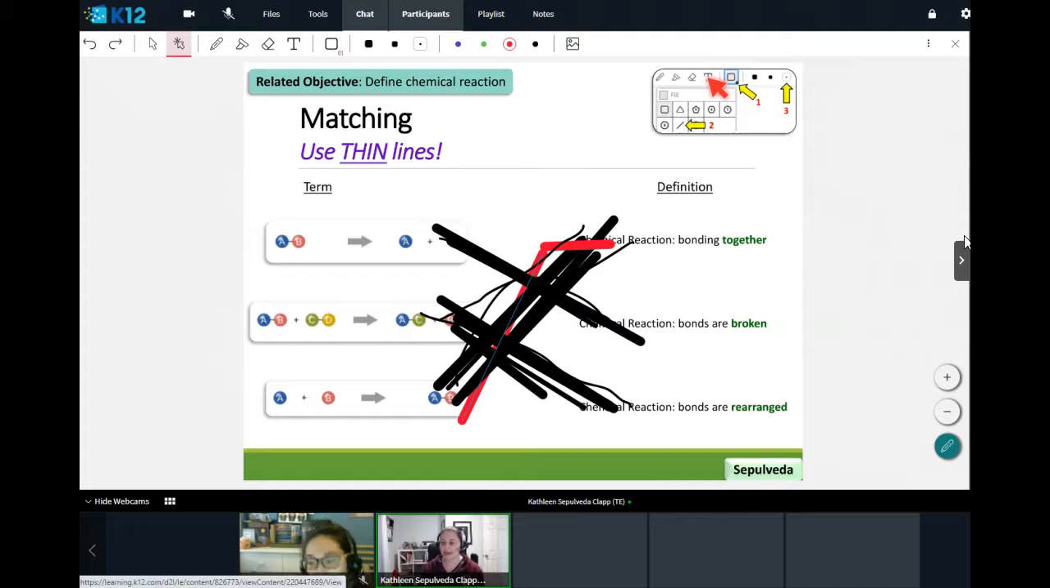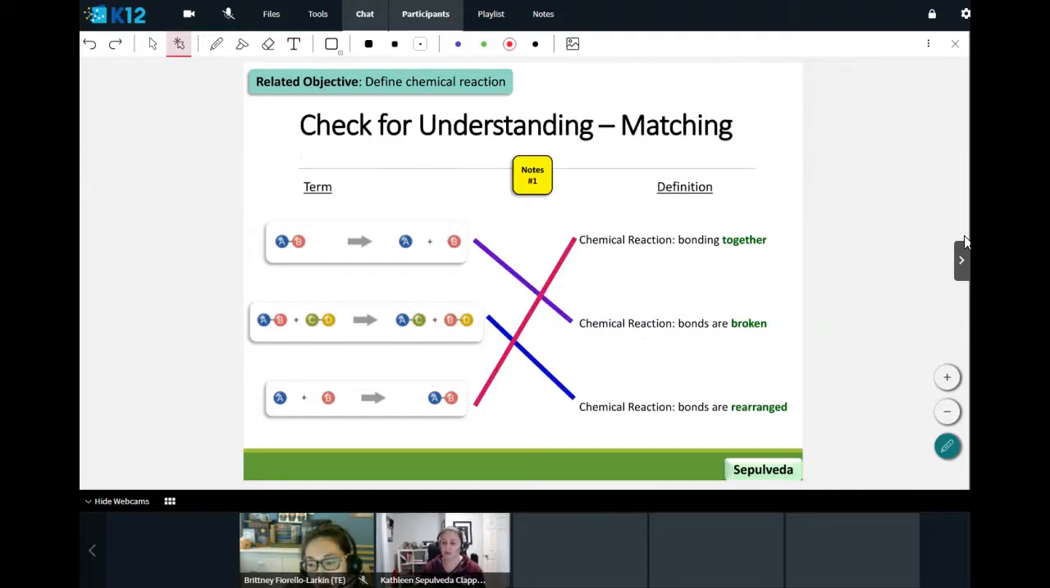So let's go ahead and take a look at this. This one obviously is going to be number 1 in your notes, but we're going to look at chemical reactions. The bonds are broken in this particular reaction, whereas when you look over here, the bonds are rearranged, and then finally those bonds are bonding together. That is going to be the answer to number 1 in your notes.